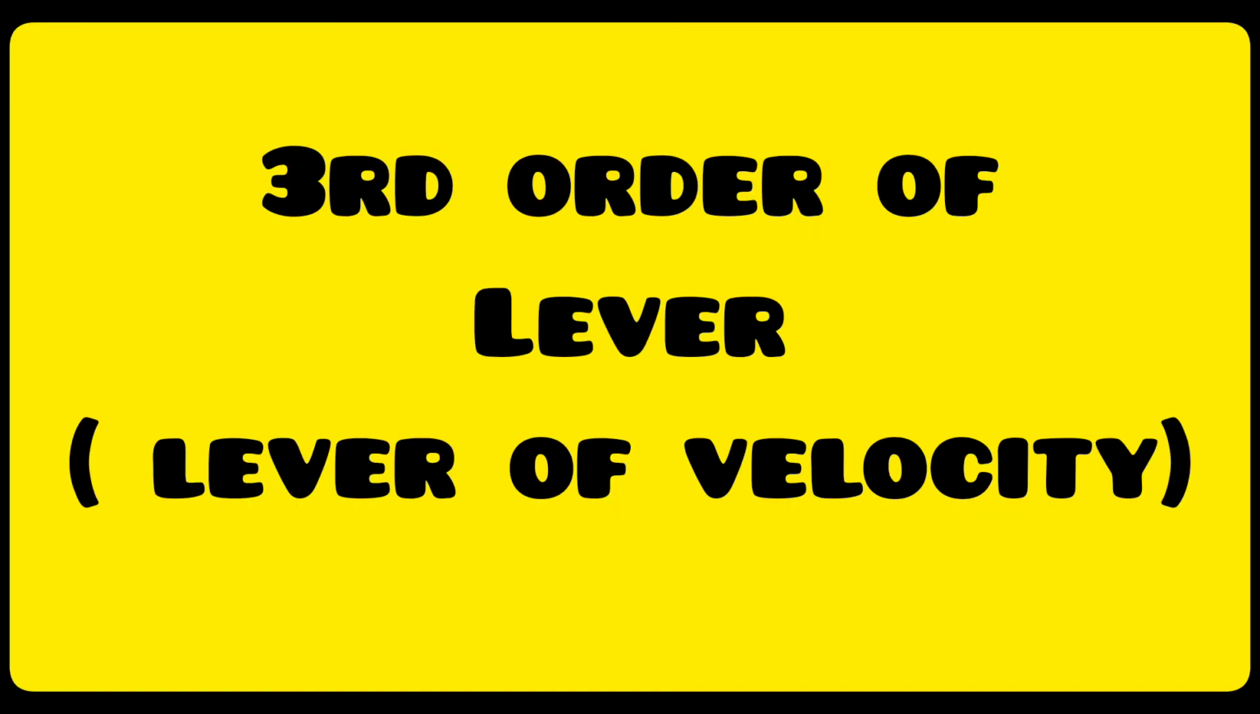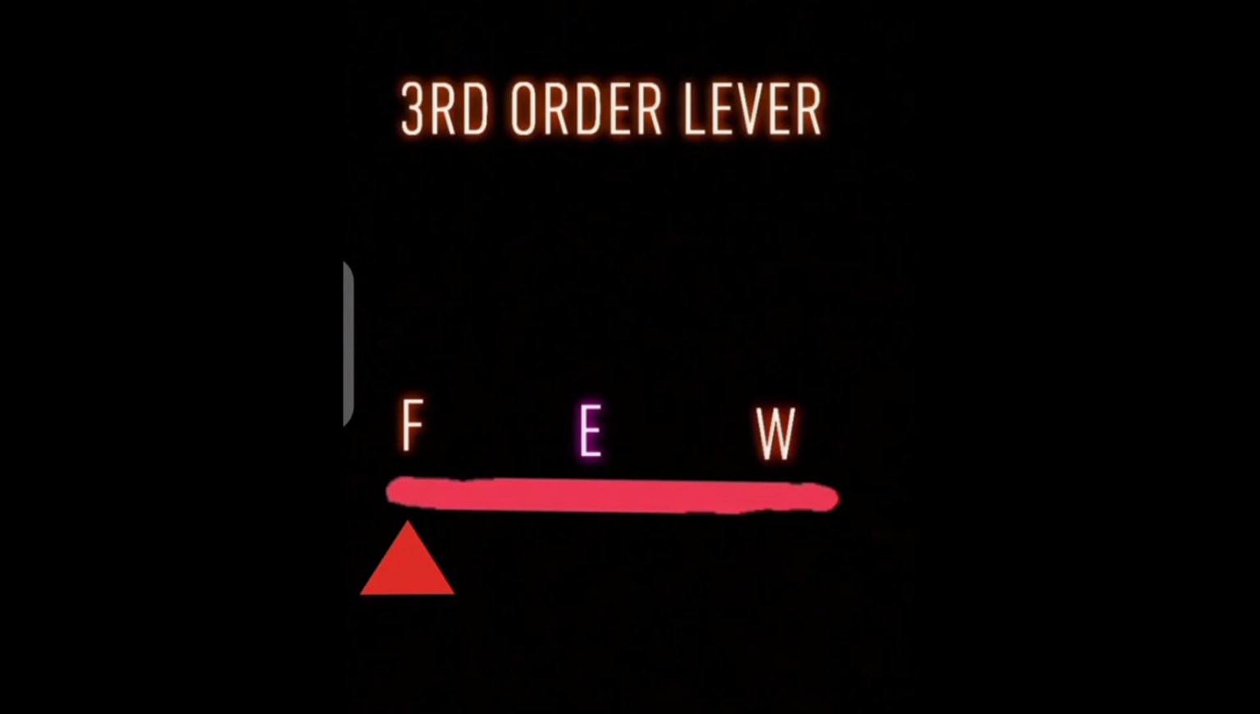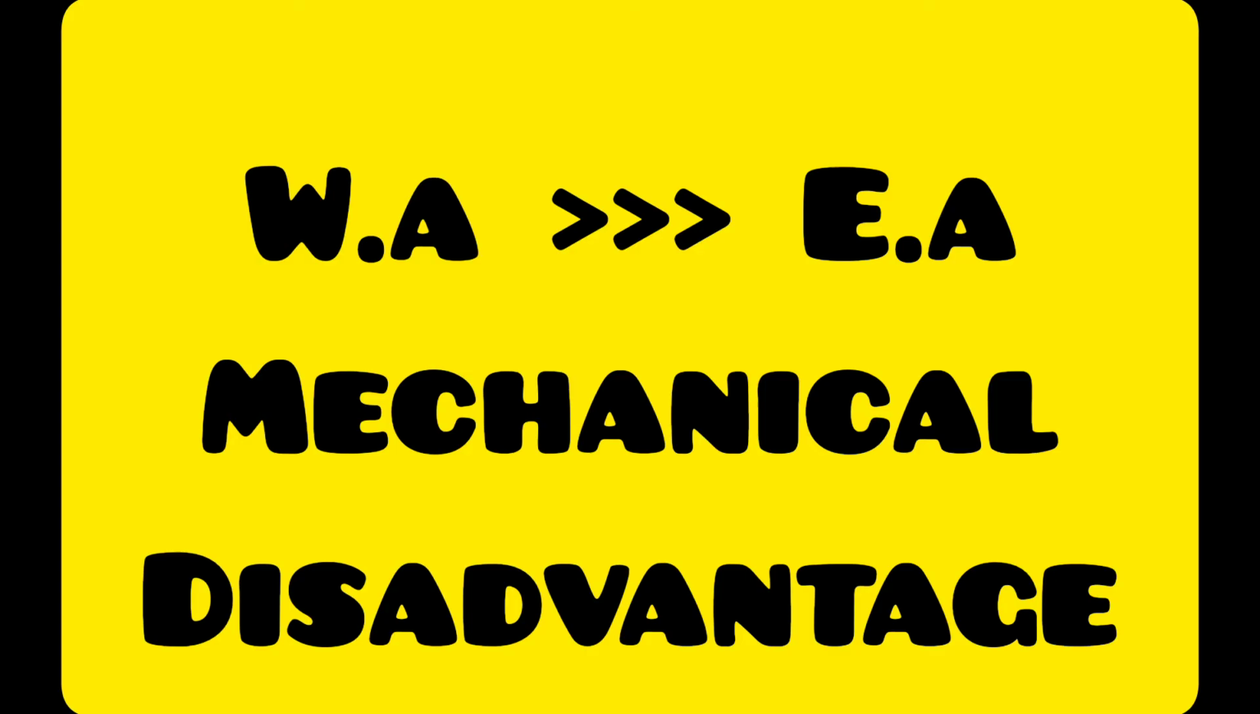The third order of lever. This is the lever of velocity. Effort is between the fulcrum and the weight. In this order of lever, weight arm always exceeds the effort arm, so there is always a mechanical disadvantage.